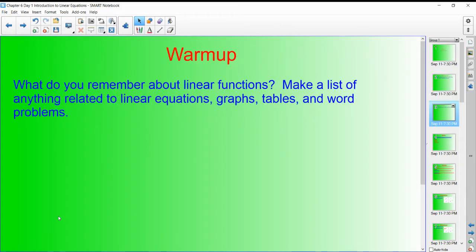So as a warm-up, what do you remember about linear functions? Make a list of any topics that you remember, that you've learned in previous courses, that you've seen before. Go ahead, pause the video, and when you're ready, unpause, and I will move on.